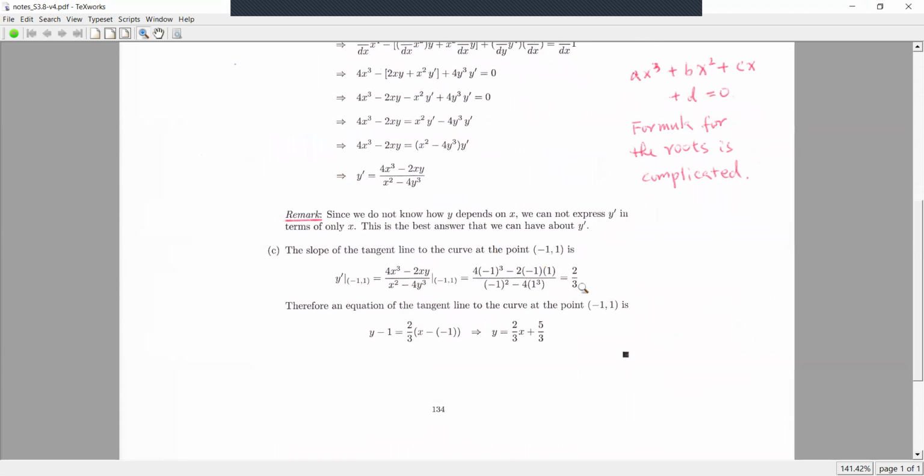Now, about the tangent line, we have the slope, and we have one point on the tangent line. So, by the point slope formula, the equation of the tangent line is this. After we simplify this equation, then we get this. This is the answer to part C.